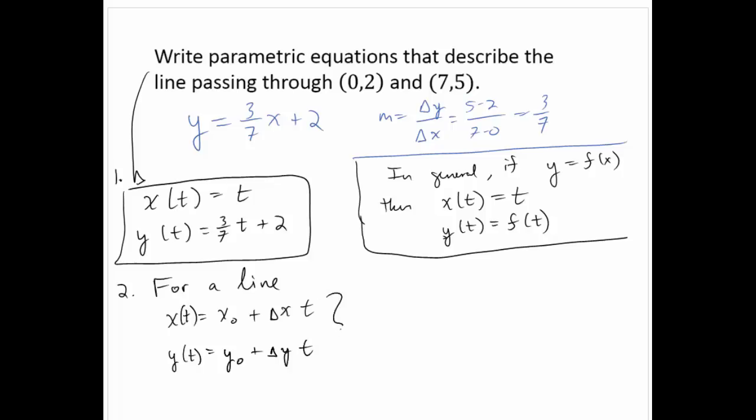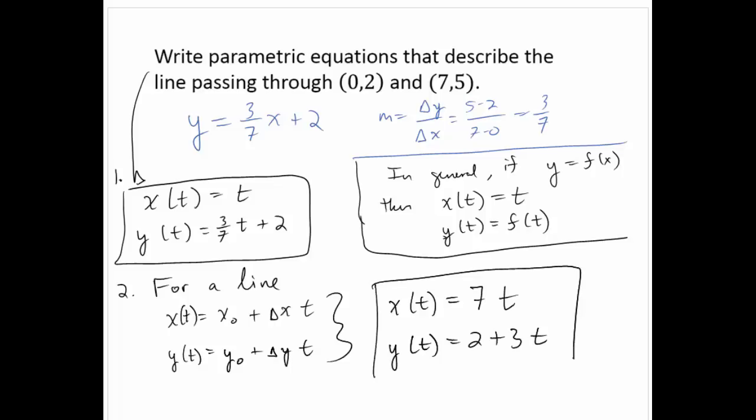So I could write then that x of t is the initial x value, which is 0, plus delta x, that's 7, times t. I can write that y of t is the initial y value, which is 2, plus delta y, 3t. And this will describe this. Either of these parametric equations will describe that line.